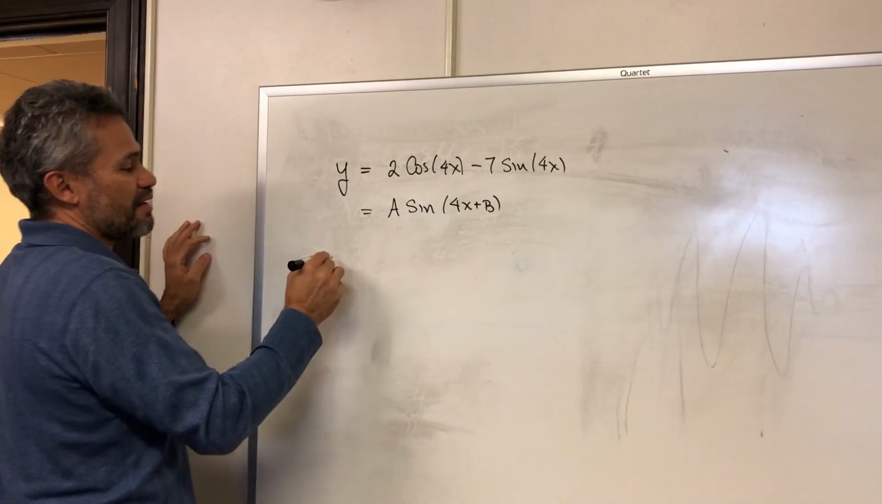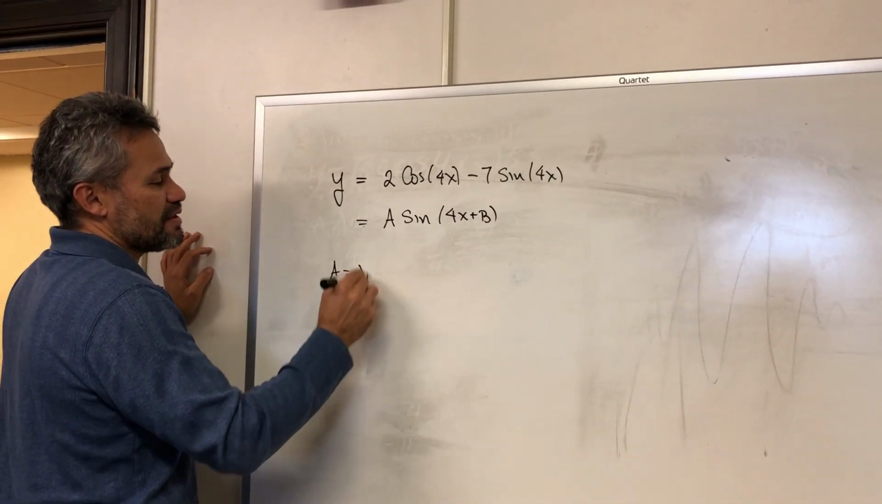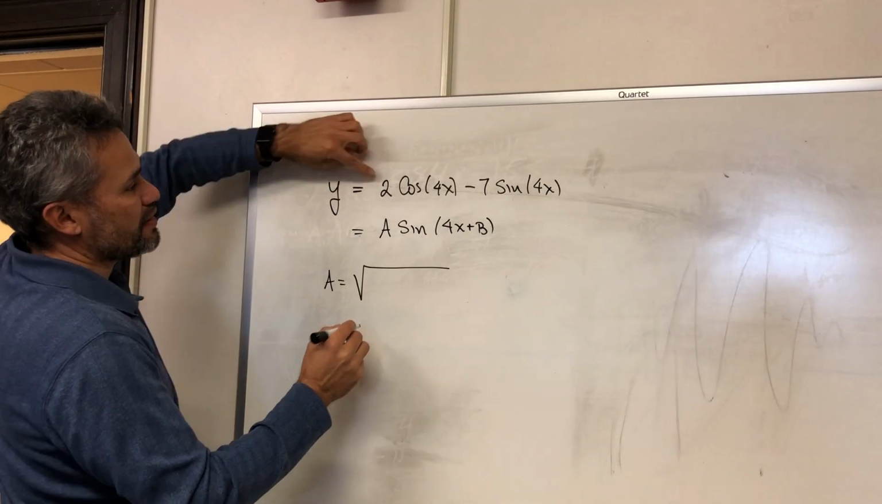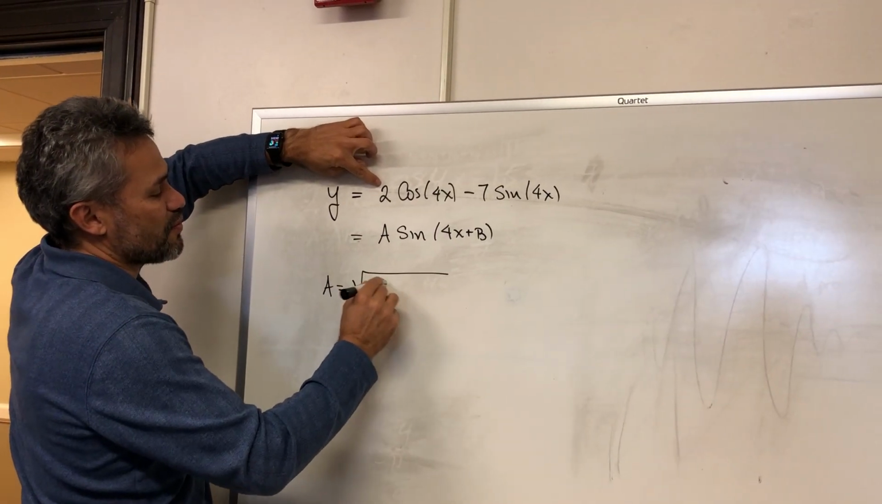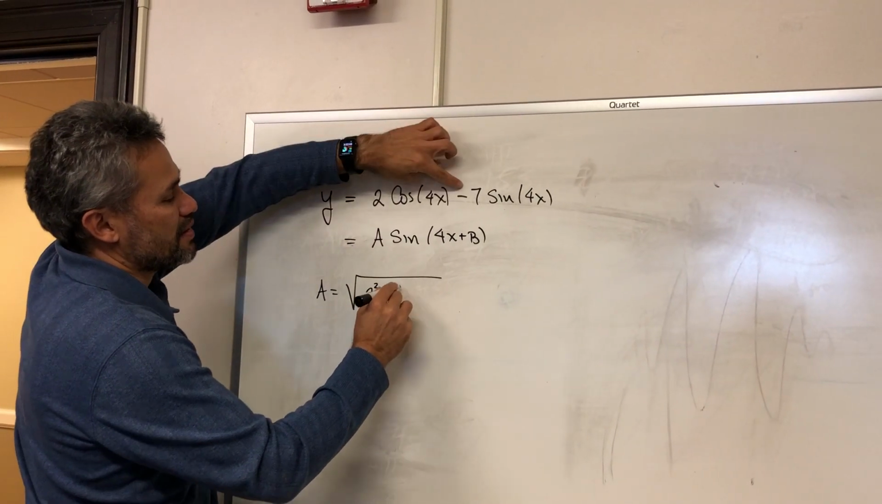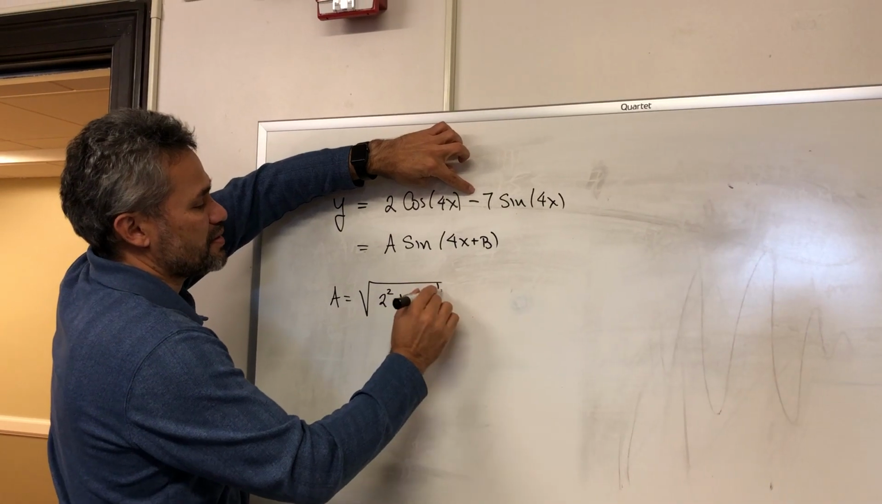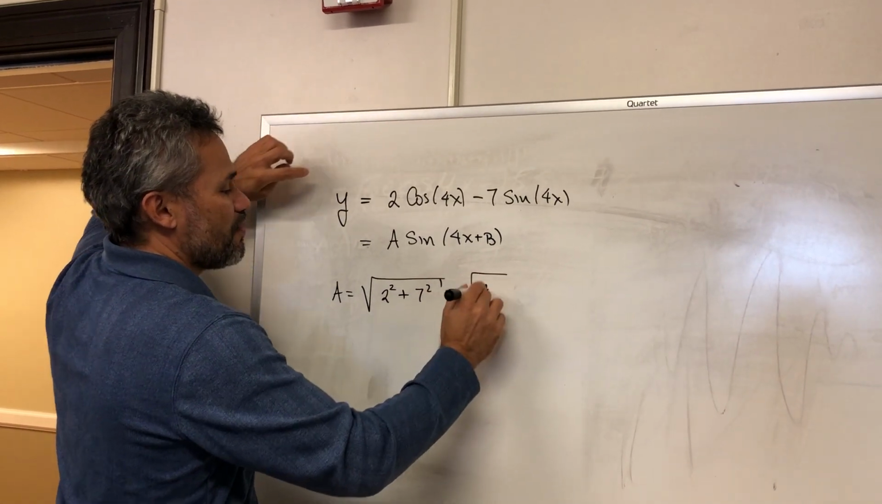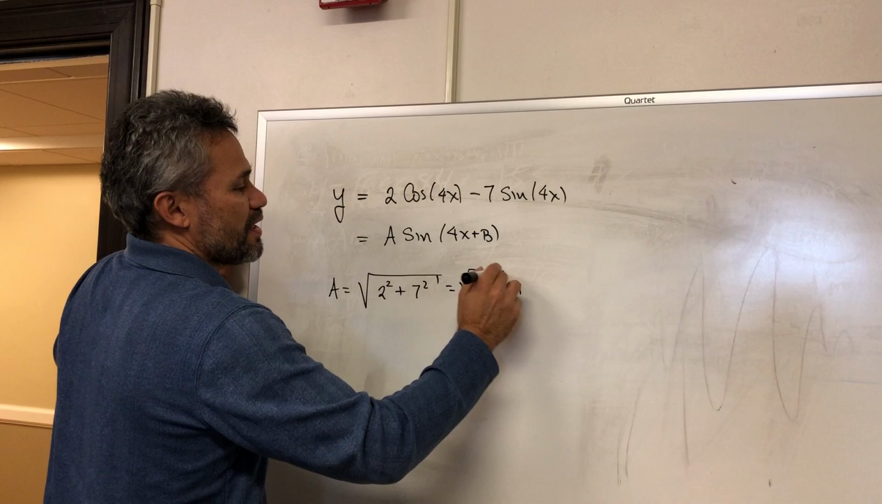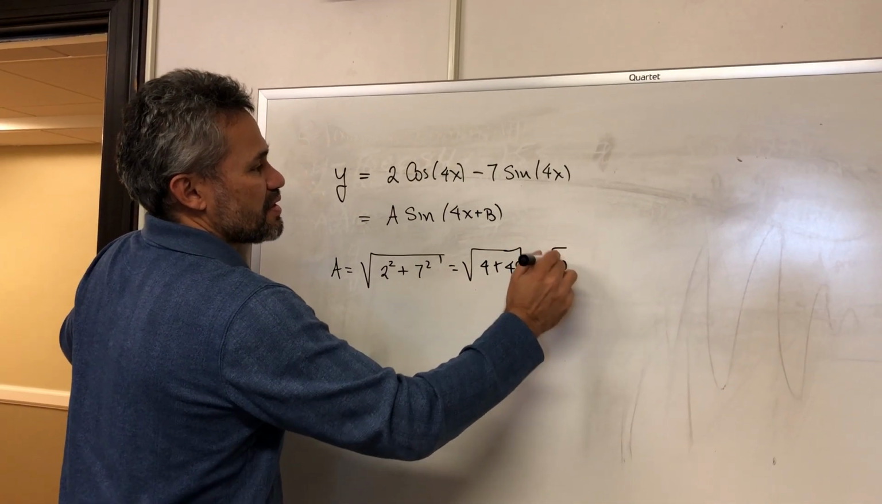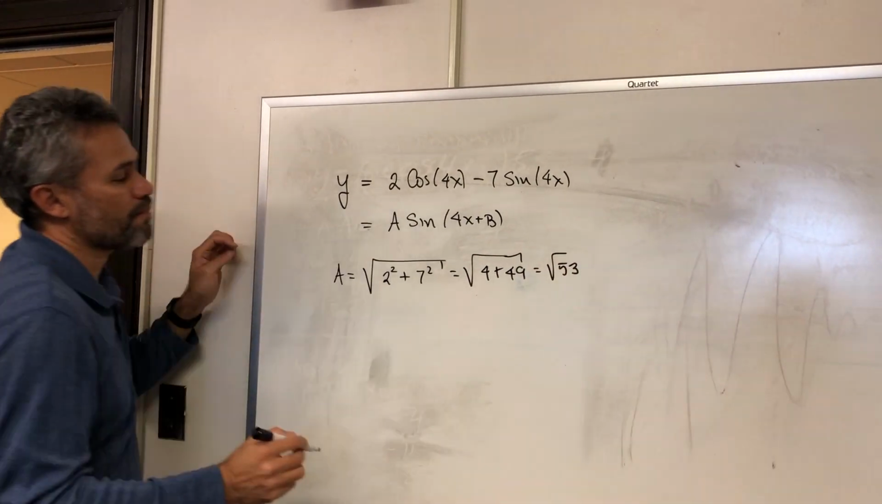The formulas are: a is the square root of this coefficient, 2 squared, plus 7 squared. This is the square root of 4 plus 49, which is the square root of 53.